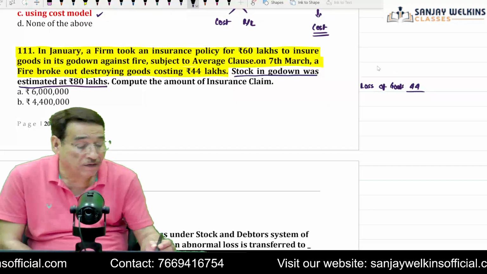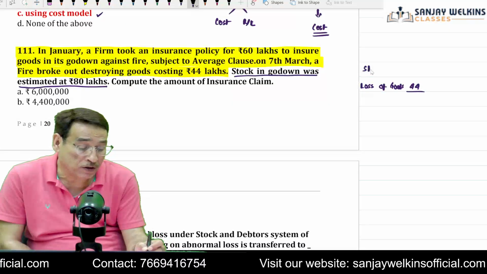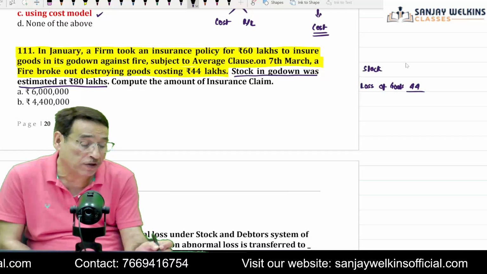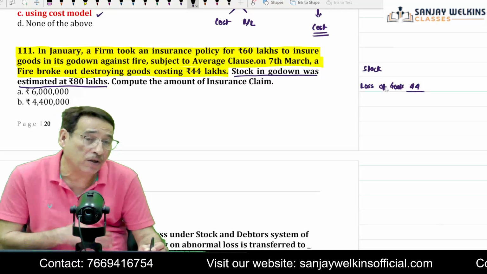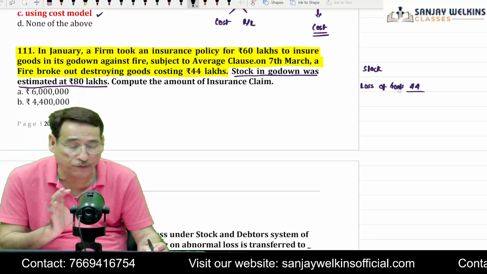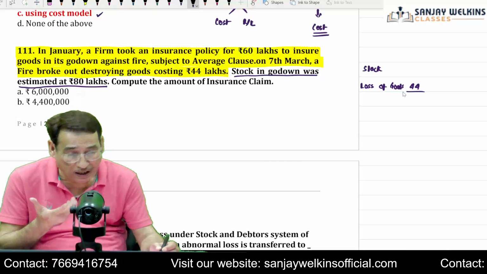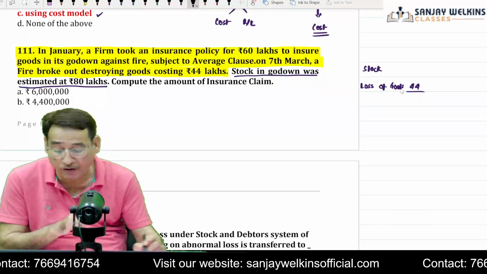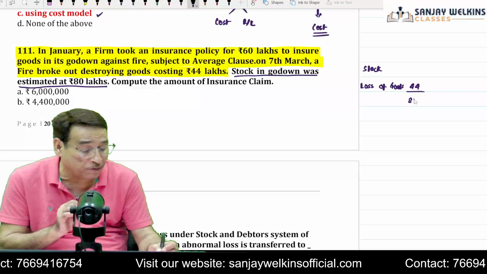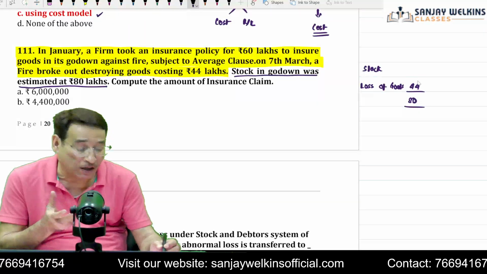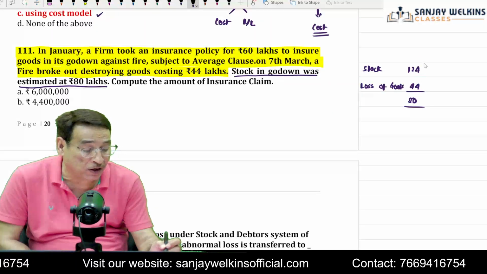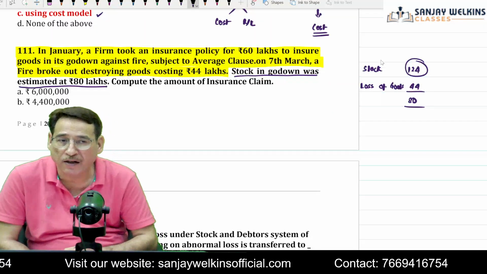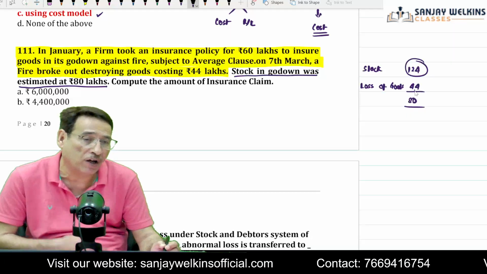See here, whatever our stock was there, I do not know what exactly is the amount of stock. But it is given to us that out of that, we lost 44 lakh worth of stock. And after losing 44 lakh worth of stock, still 80 lakhs worth of stock is in hand. So now if I add it, I can find out that stock on the date of fire was 124 lakh. Out of that, we have lost 44 lakh worth of stock.